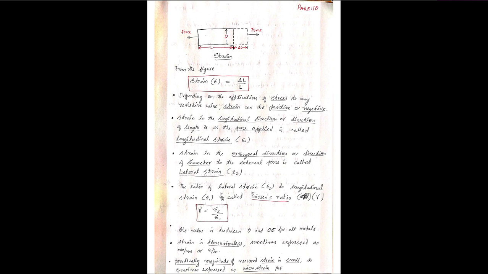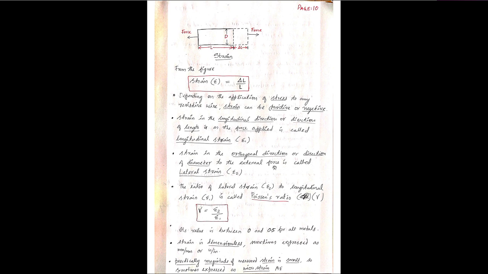These all points you have to keep in mind. The value of nu, or Poisson's ratio, will be in between 0 and 0.5 for all metals. And the strain is dimensionless, since it is delta L by L. Sometimes it is expressed as millimeter per millimeter or inch per inch.